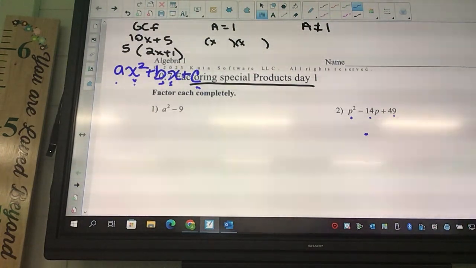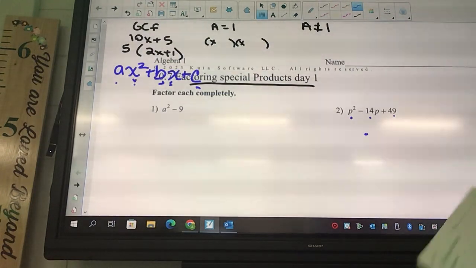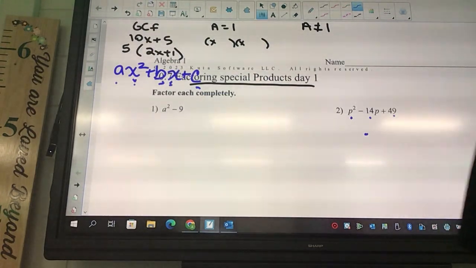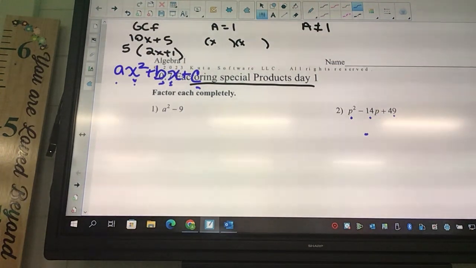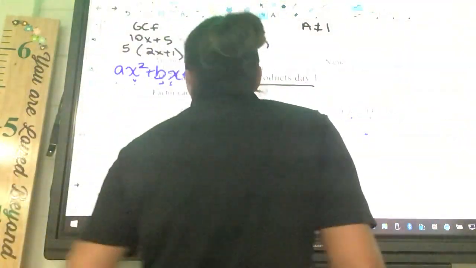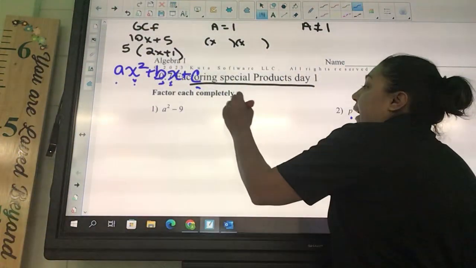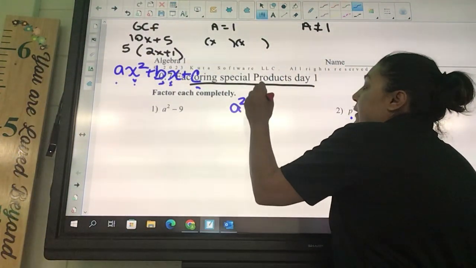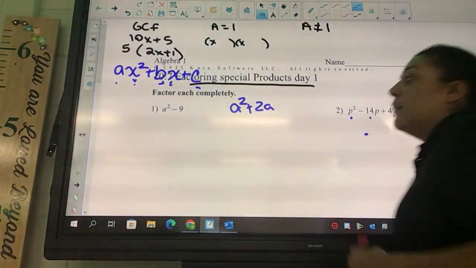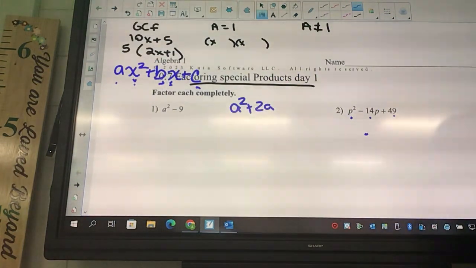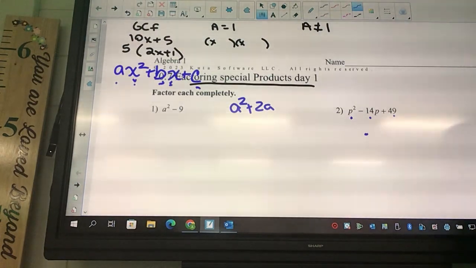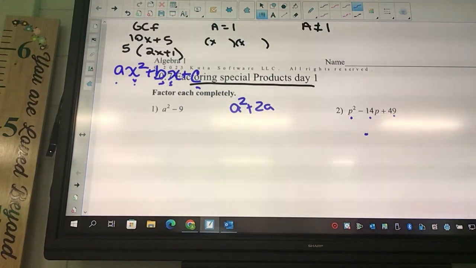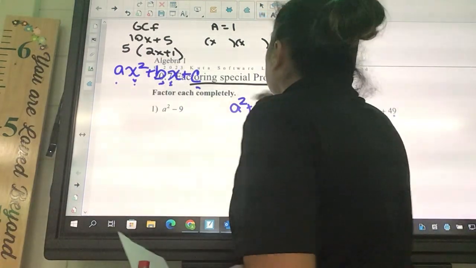So when we're going through these, if there's no number there, it's a 0. So for instance, if it looked like this, a squared plus 2a, where's the c on that? There isn't, so what is it? 0. If there's no number in that spot, it's a 0.